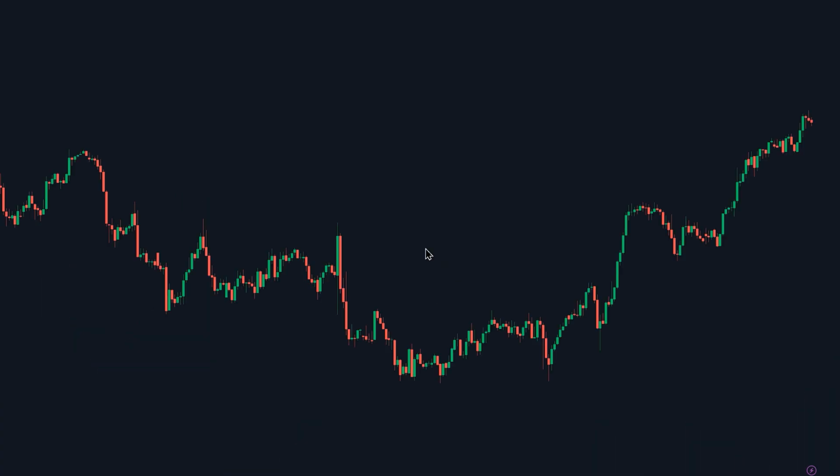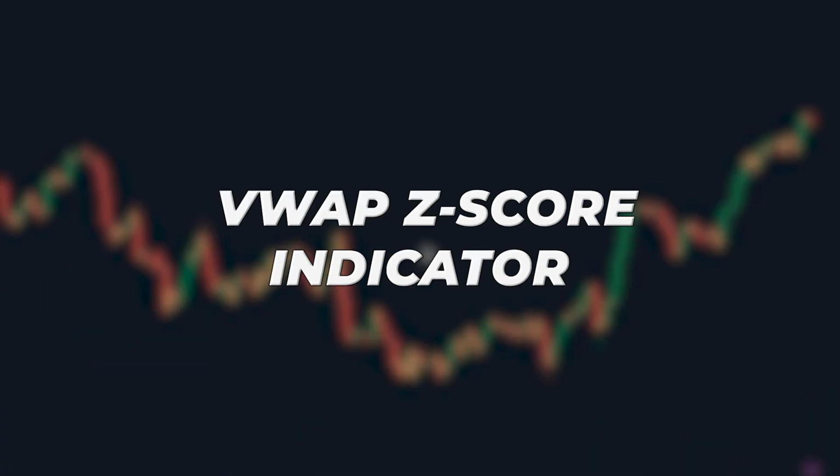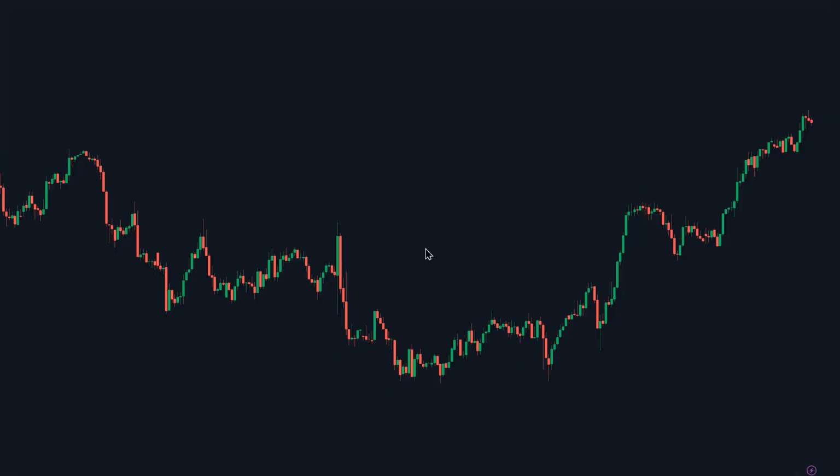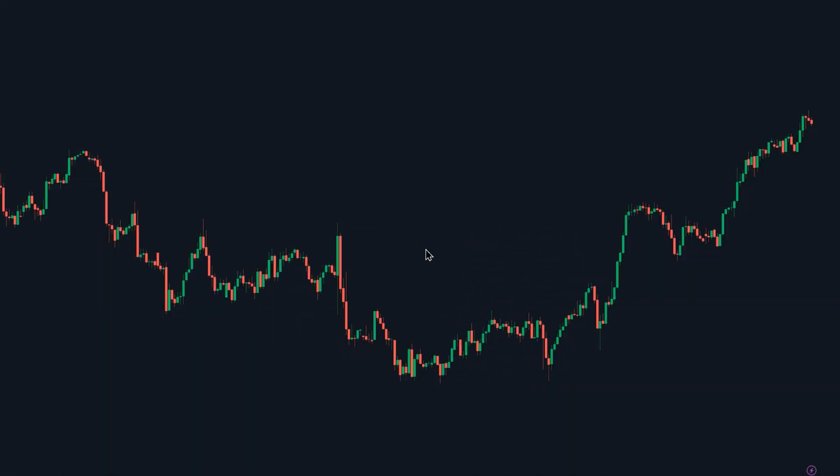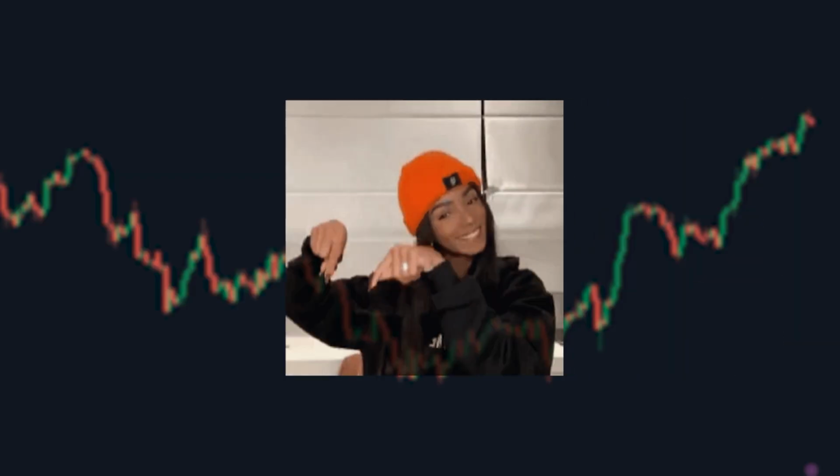Let's get into it. Now, to get started with this strategy, we need to add the VWAP Z-Score indicator to our chart. To do that, you want to go to TradingView, which is the trading platform that I'm going to be using. If you need to sign up, the link for that is going to be in the video description.